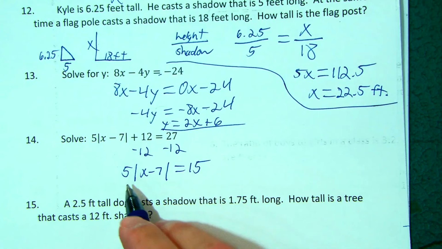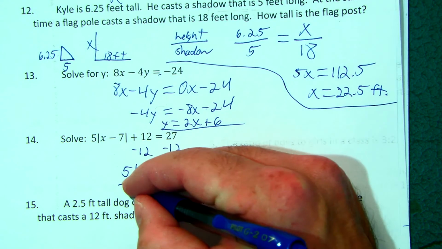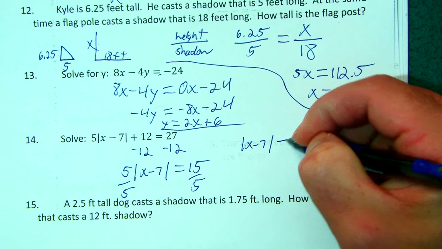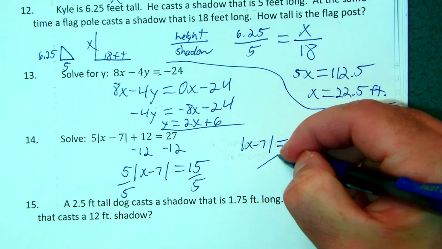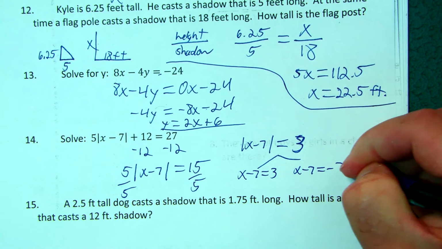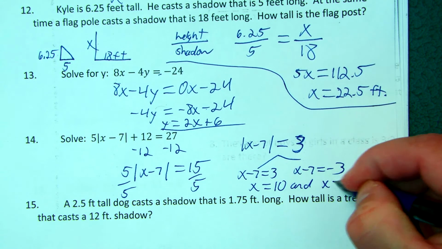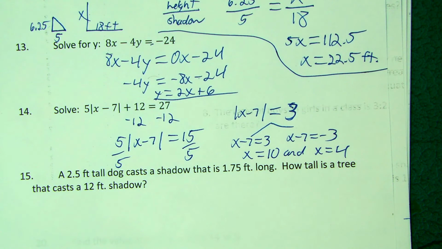Subtract 12 from both sides. So I get 5 times the absolute value of x minus 7 equals 15. Then I got to divide both sides by 5. So we end up with x equals 10 and x equals 4.